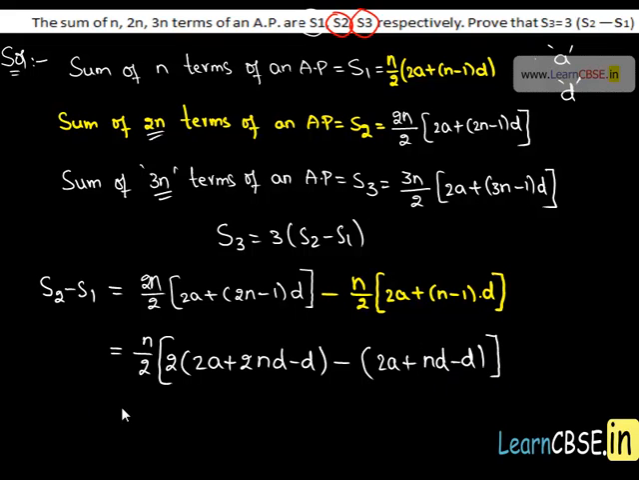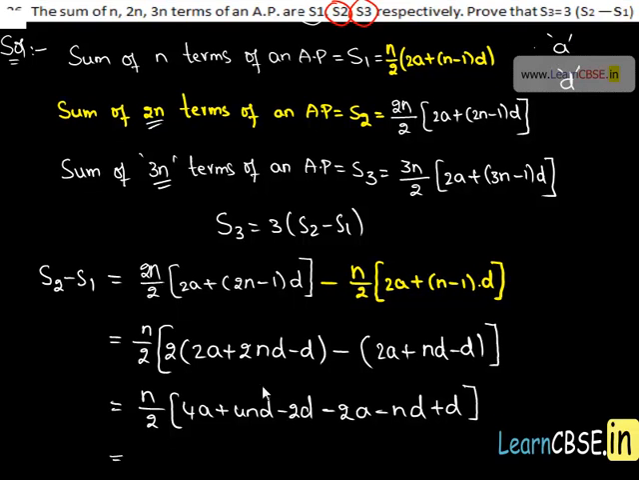Let us simplify it. n upon 2 times, here we have 2, so we distribute 2 inside the bracket. It is 4 times a plus 4nd minus 2d. It is because we are multiplying the whole expression with 2. And then we distribute the negative sign inside the bracket. We have negative 2a, and minus of plus nd is minus nd. Similarly, minus of minus d is plus d.